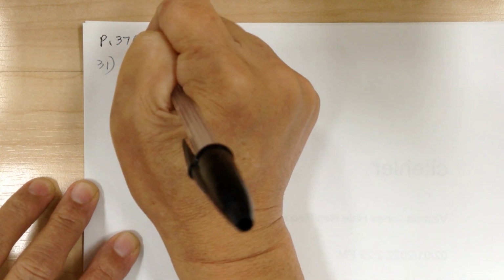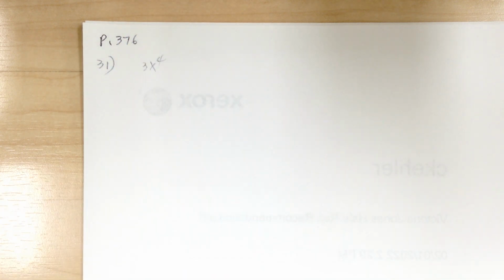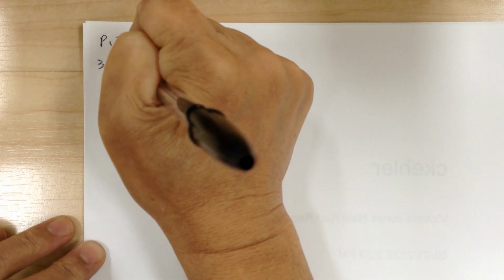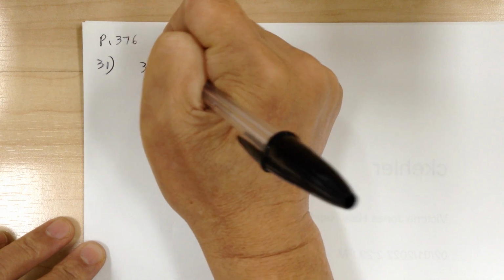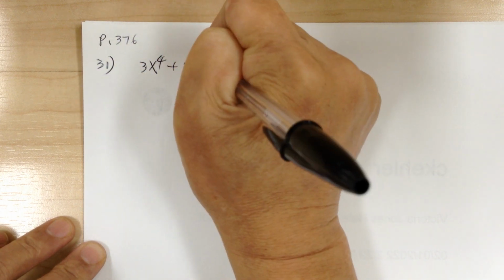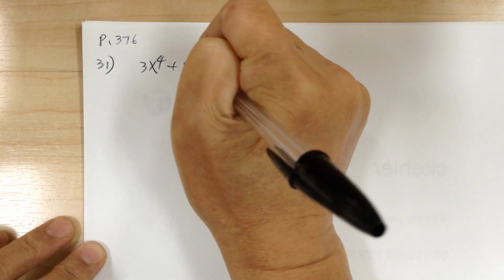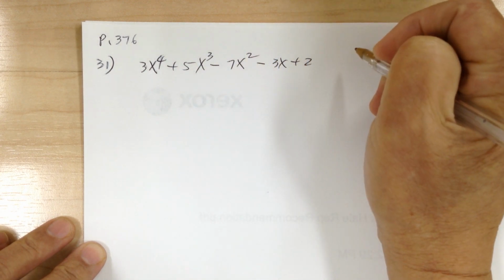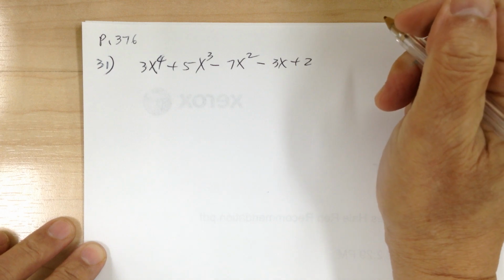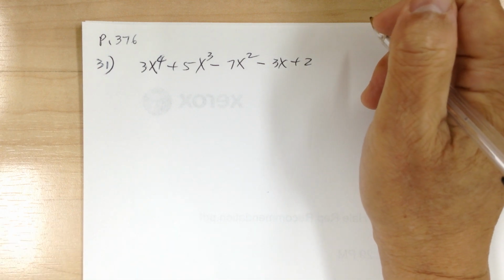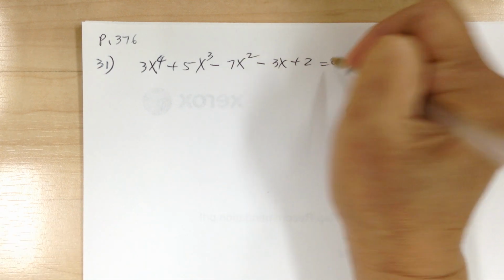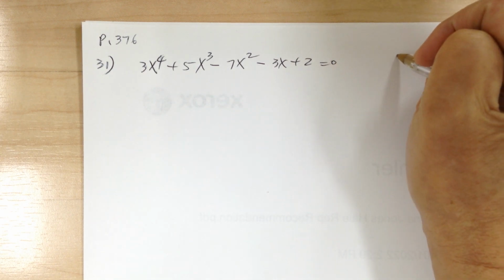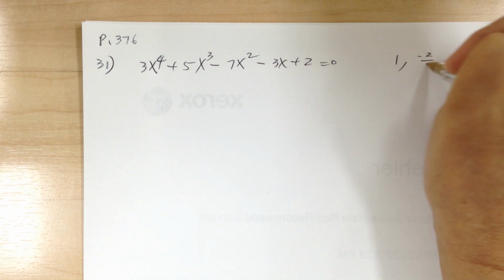Okay, you got 3x to the 4 plus 5x to the 3 minus 7x squared minus 3x plus 2. And this one actually is a mistake. It's supposed to have equal to 0, because you have to have the equation to solve, right? Again, the roots are 1 and negative 2 over 3.